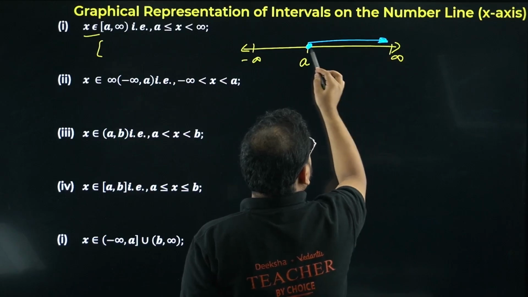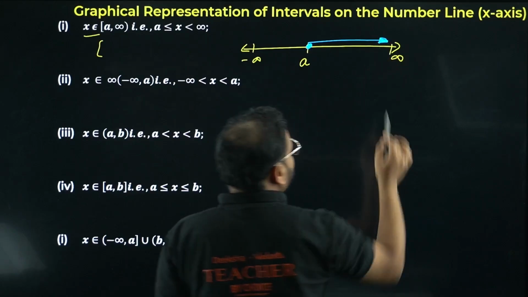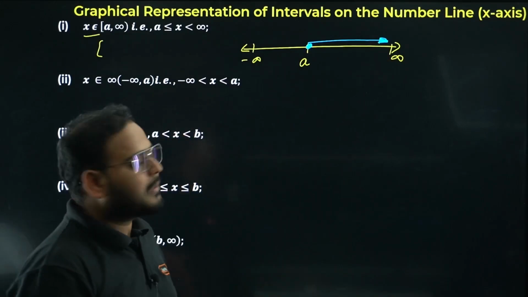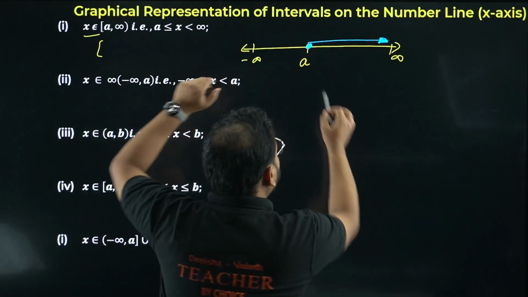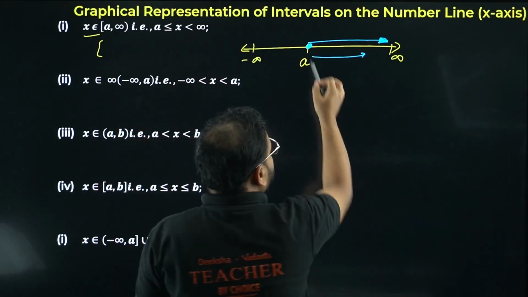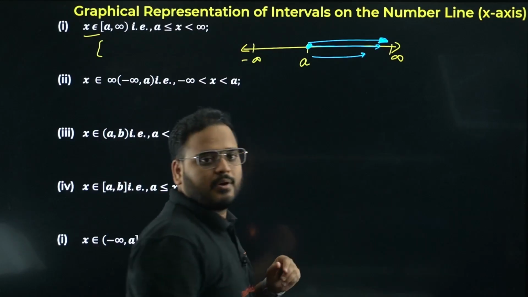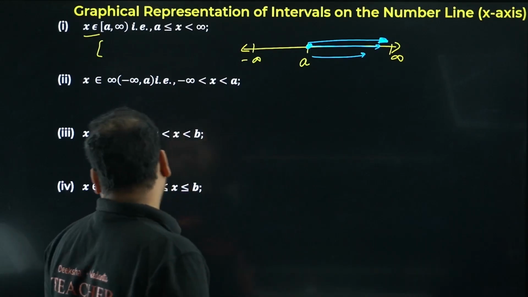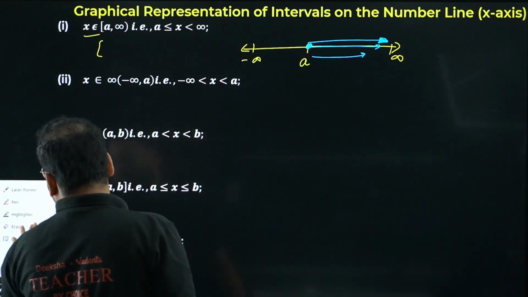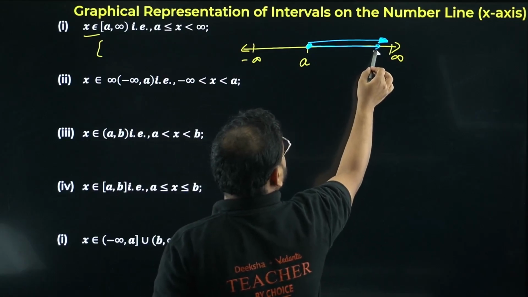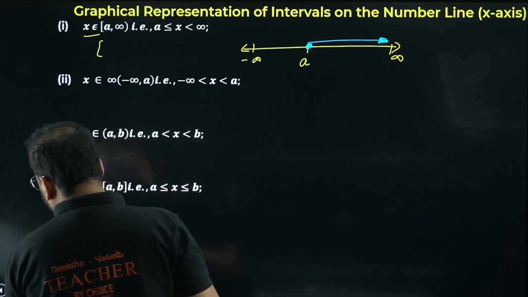Please check. I can show it on the number line also, like this, but it's not visible. That's why I've taken the arrow upwards, just to show the color difference. All right, so we'll just delete this. Okay, let's move on to the second case.